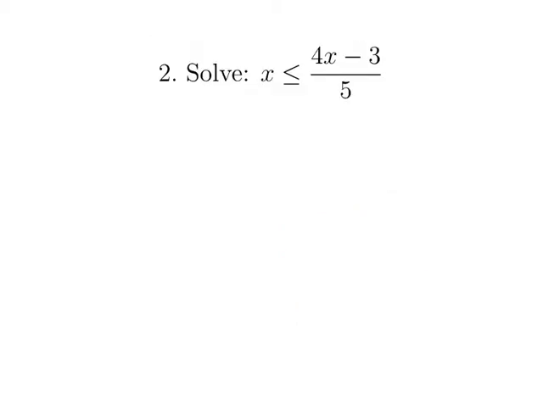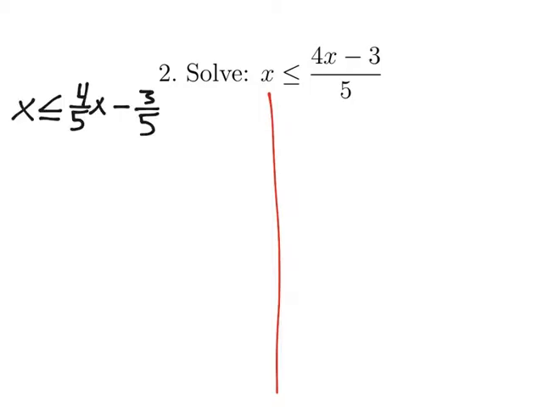For number 2, we have to solve that x is less than or equal to 4x minus 3 all over 5. So this is a little tricky. The first step, I think, could be done two ways. I'll do the two ways on the left or on the right. First way you could do is you could distribute this dividing by 5 to the 4x and the minus 3. That would give you that x is less than or equal to 4/5 x minus 3/5.